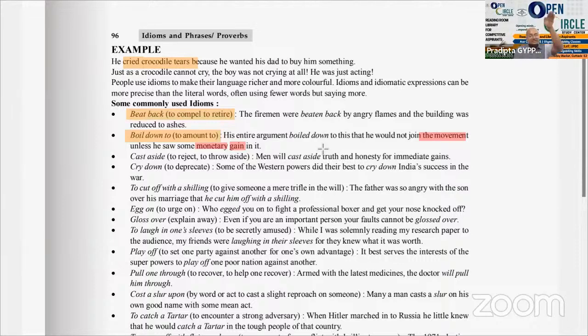Listen. Boil down means reduce to. Do you understand what is a summary? If you summarize the whole argument, it was that if he does not get money, he will not join the movement. Are you able to understand? Ultimately he wanted to have money, and for this he was arguing a lot. Sir, he wanted money if he joined the movement, otherwise he would not join. Very good. So I hope you have understood.